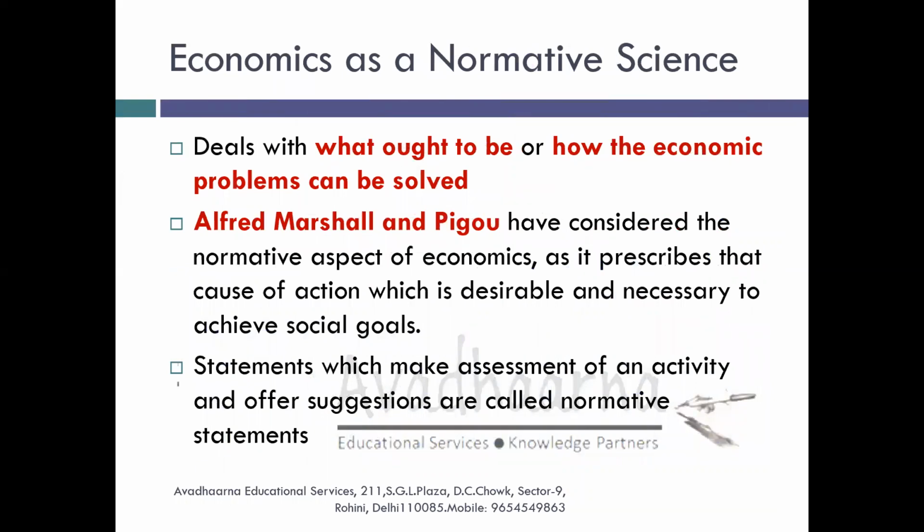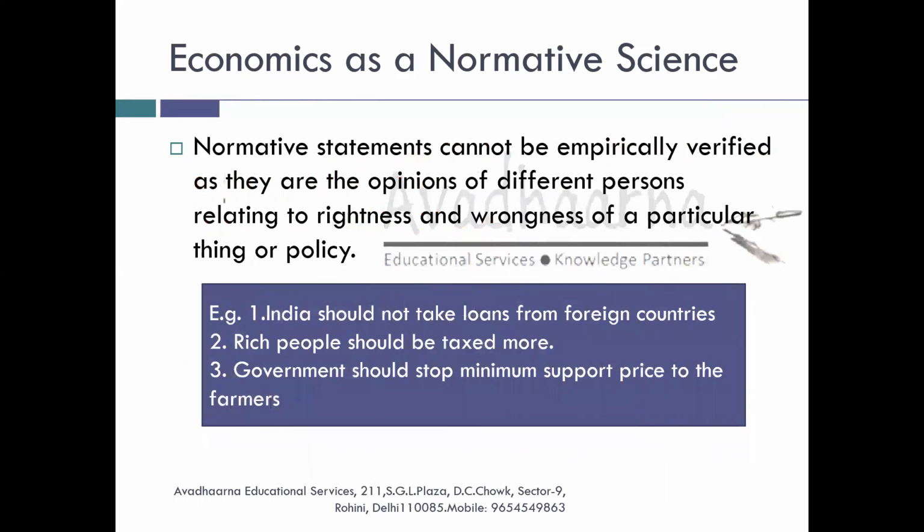Whereas normative economics, as a normative science, deals with what ought to be and how the economic problem can be solved. Fine. Like the statements in normative economics can be that India should take steps to remove poverty, to control population explosion. So normative science basically is suggestive in nature. Normative statements cannot be empirically verified. You cannot verify them with the help of data and evidence. So you see, one statement is India should not take loans from foreign countries. Again, it is a suggestion.